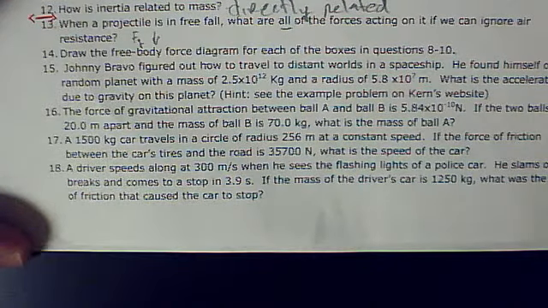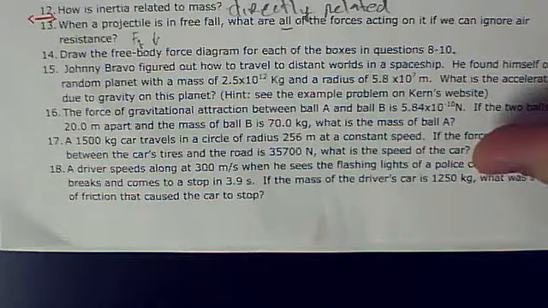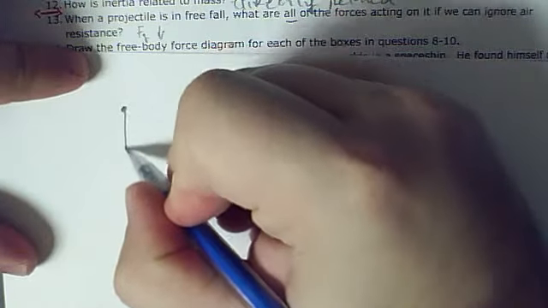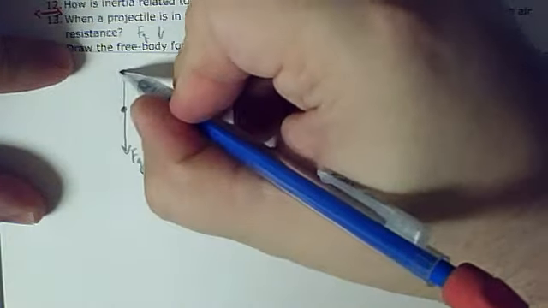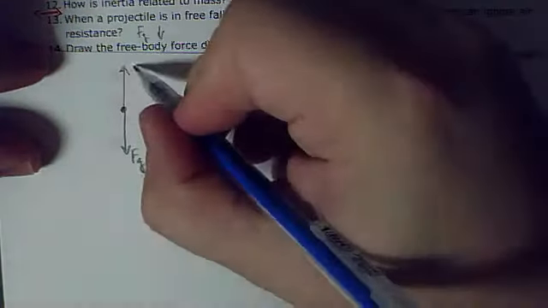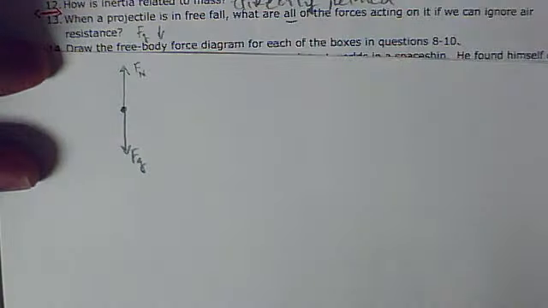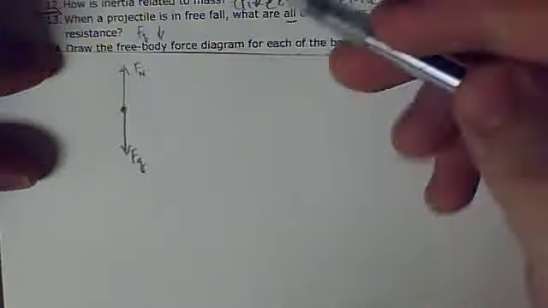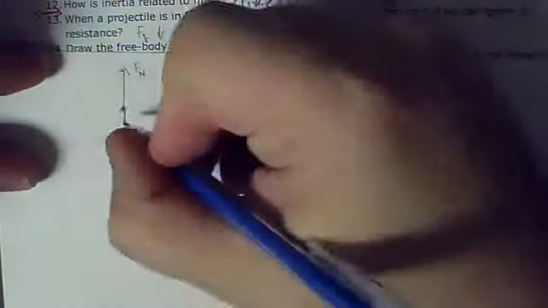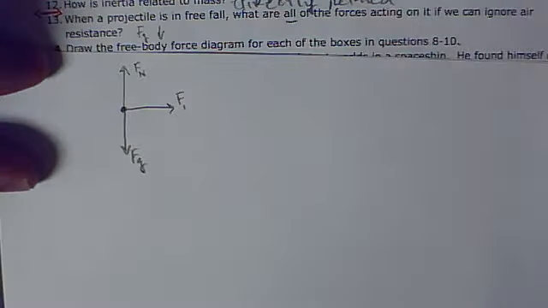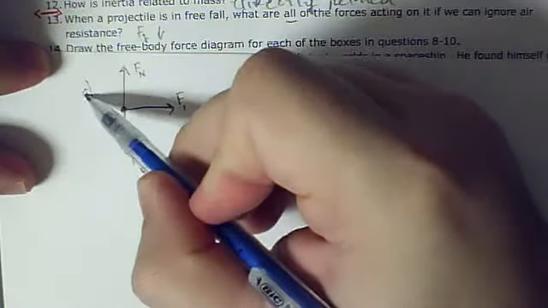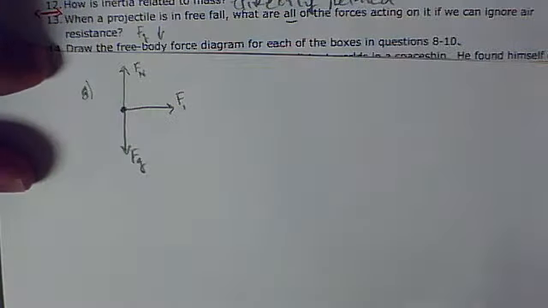Number 14 says draw a free body force diagram for each of the boxes in questions 8 through 10. So, in question 8, you're going to have the force of gravity acting straight down, and since you're pushing it across the floor, there's going to be a normal force, Fn. Those are equal and opposite. And if you're pushing with a constant force, this is the force that you apply, or I'm going to call it F1. So this would be what it would look like in question 8.